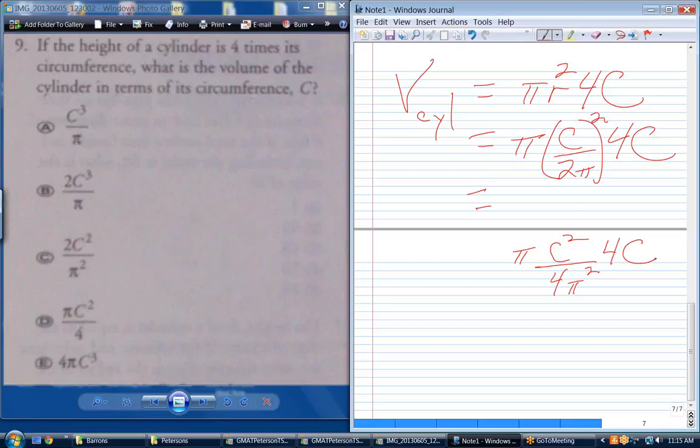Doing it the way you just did it is definitely the way I'd recommend. Don't try to do it all at once. Take it in steps. And then cross that, cross that, cross that, cross that, and we've got c cubed over pi. Divided by pi. A.